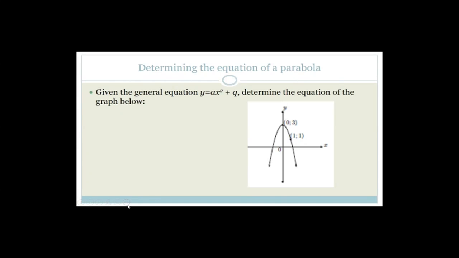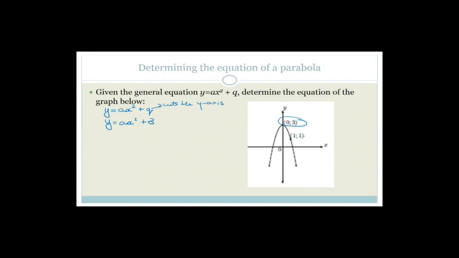So they tell us that the general equation of this parabola is y is equal to ax squared plus q. Now, do you agree that there's no middle term? So therefore, I know nothing shifted left or right, okay? I also know that q moves the graph up or down, and it's where it cuts the y-axis. And I can see immediately where it cuts the y-axis, so that it cuts it at 3. Therefore, I've got y is equal to ax squared plus 3.